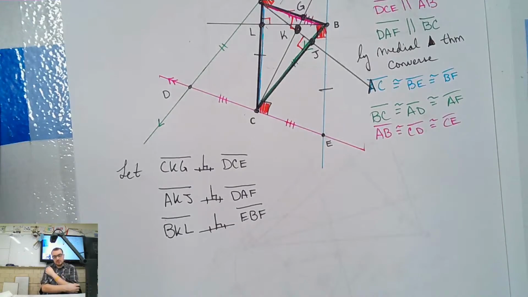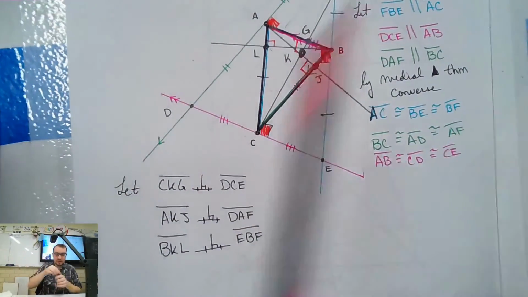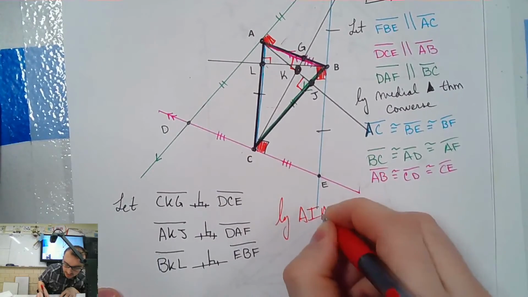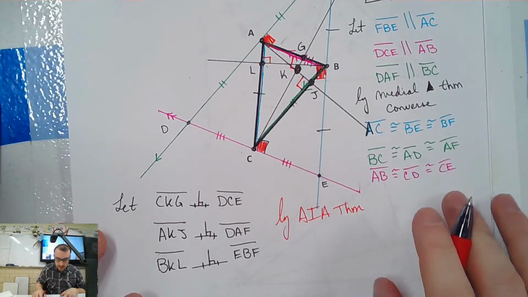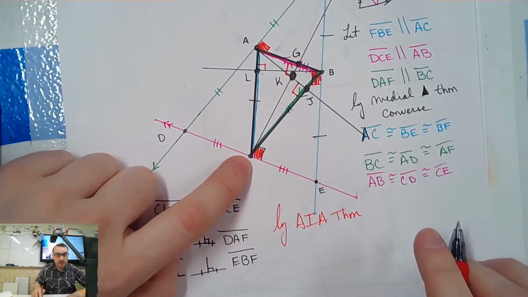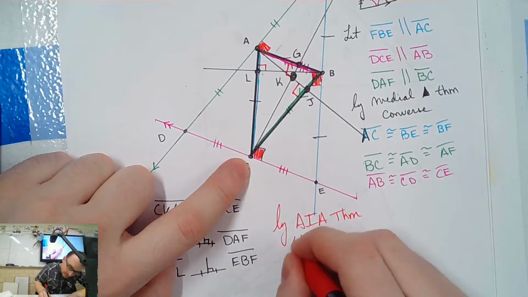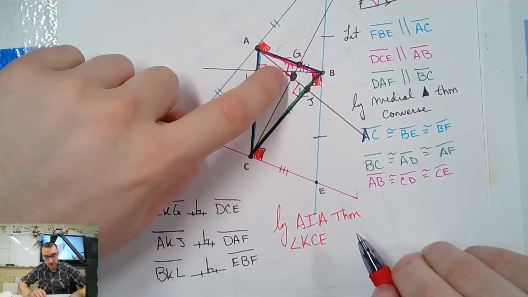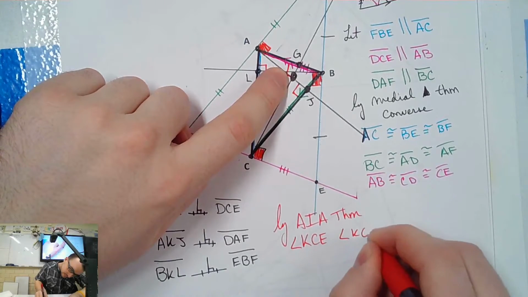So, last thing I'm going to highlight to you. Oh wait, alternate interior angles, right? That's how we got those 90s. So don't forget that. I always forget to write that because I do it in my head before writing it. By the alternate interior angle theorem, we know that this angle here, that's angle KCE, went with KGA, right? This guy. They're congruent.